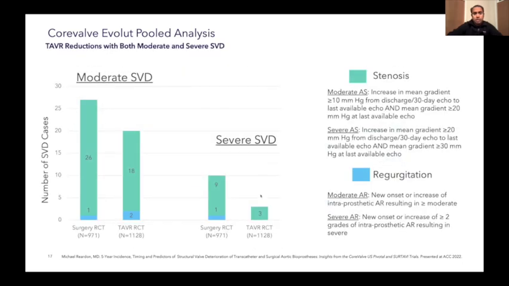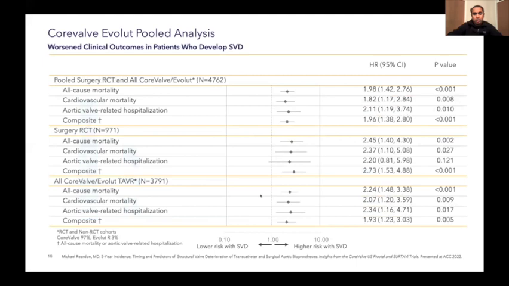When we looked at rates of moderate and severe structural valve deterioration or degeneration, we saw obviously things favoring transcatheter aortic valve replacement in both of these major categories, most of it being stenosis versus regurgitation. When we looked at the pooled analysis and we looked at subgroups, and then we looked at other finite outcomes, everything really favored TAVR at the end of the day.